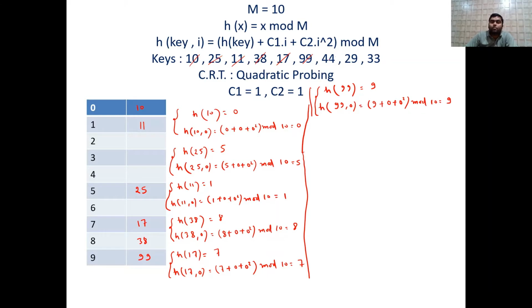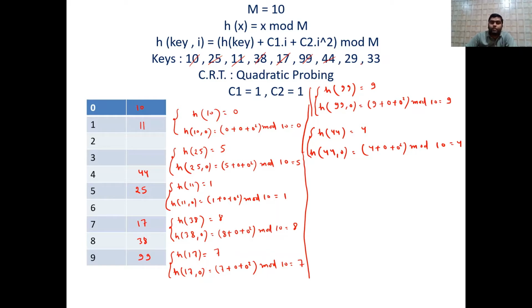Now 44. I think space is available for 44 also. 44 divided by 10, the remainder is 4, and h of 44 comma 0 is 4 plus probe number 0 plus 0 square, because it is quadratic probing, and mod of 10. So this will give you 4 as the answer. The 4th space is available, of course, so 44 will be stored at 4.